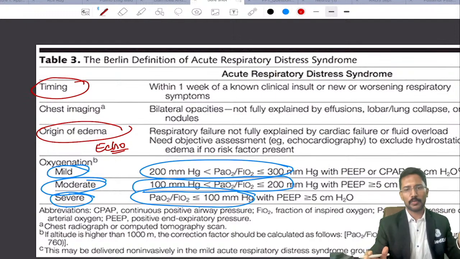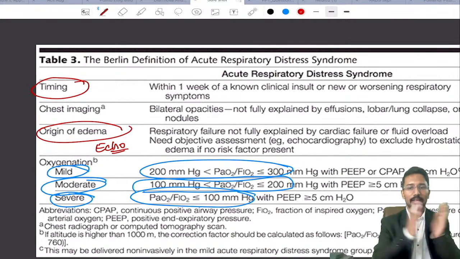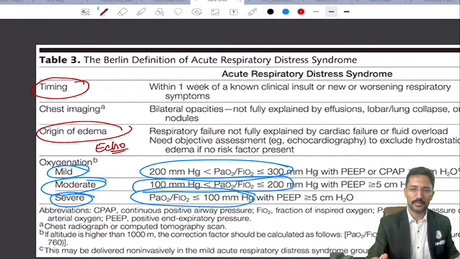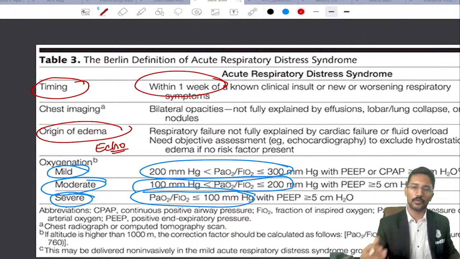And then you also need a temporal correlation between some insult and the symptom onset, because ARDS is caused by things like chest trauma, infections, or transfusions, TRALI. The interval from that insult to the onset of the patient's ARDS symptoms should be less than 7 days. If it is more than 7 days, it could be something else. So this temporal correlation is also important. Within 1 week of the onset of the insult, the patient should develop symptoms.